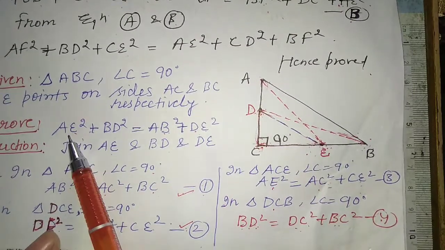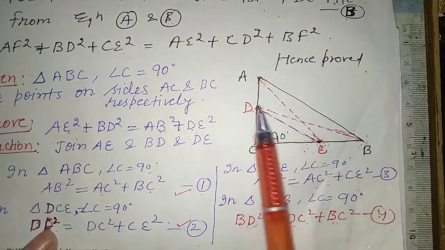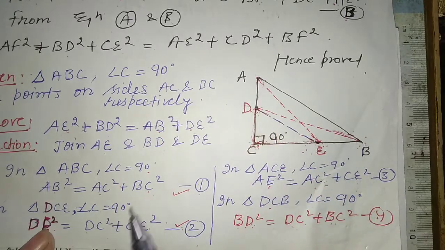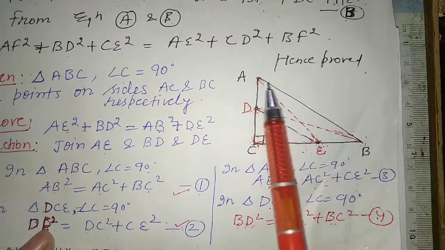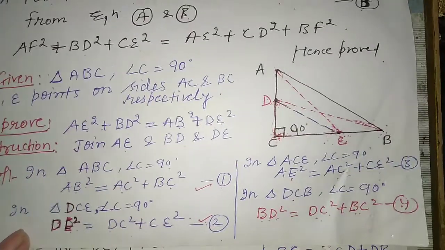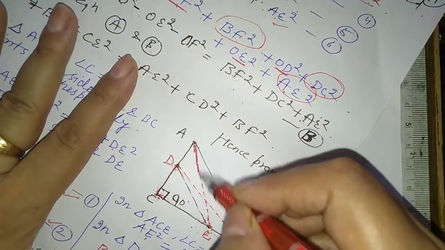What we have to prove? We have to prove AE square plus BD square is equal to AB square plus DE square. Okay. So construction we have to do here. Construction is: join AE. We have to join this AE like this.